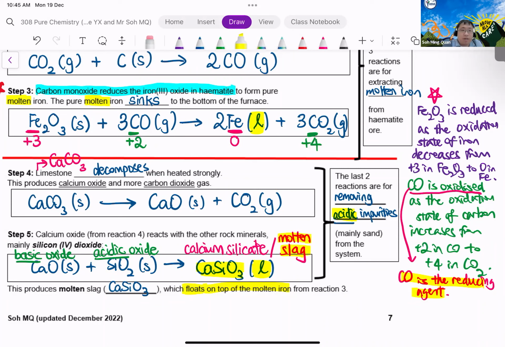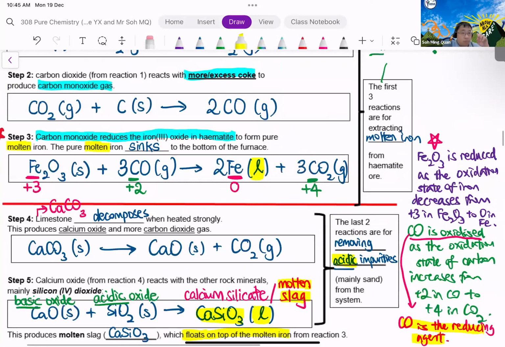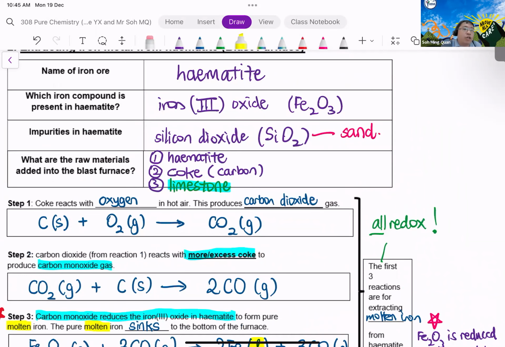Okay, great. Now you realize there's a lot of detail on this page. This one single page contains loads of detail which has to be remembered. So this is why we spent a lot of time on this. Now let's go back to the top of page 7. So just now I mentioned to you, right? There are 3 raw materials you add into the blast furnace. Number 1, hematite. Number 2, coke. Number 3, limestone. So what is the limestone for?